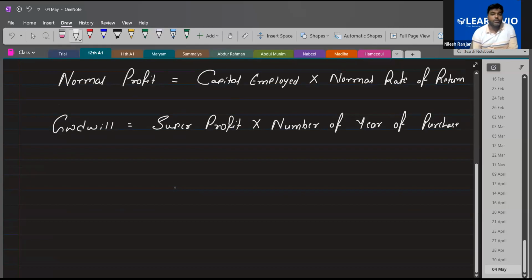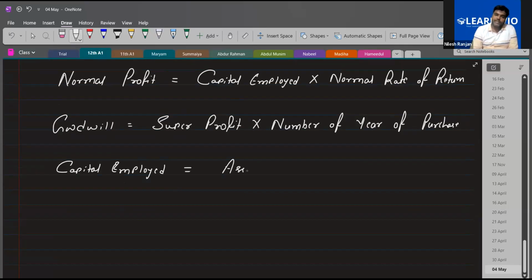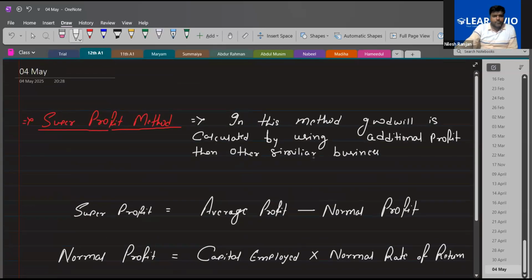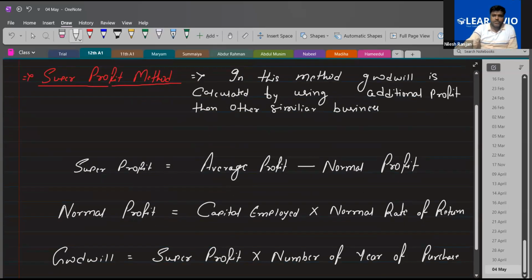Sometimes capital employed is also not given in the question, and there will be some other information. So how will it be calculated? Capital equals assets minus liabilities. Assets minus liabilities, so that is capital employed. Please write this and tell me once you have written, because we have to solve some portion of super profit.